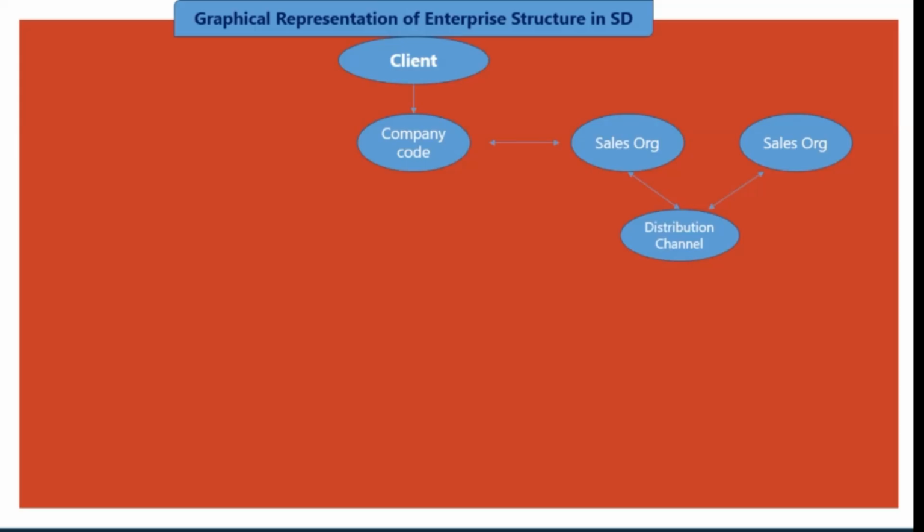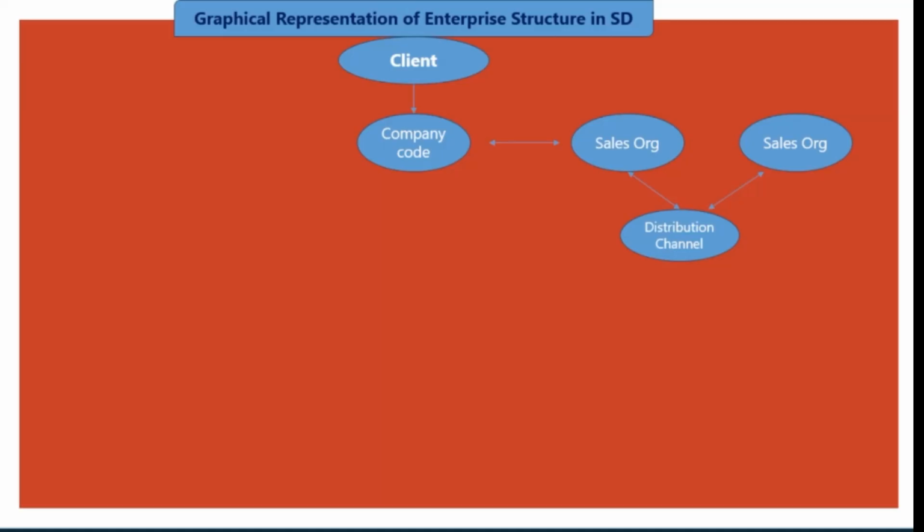Now coming to the distribution channel. As you know, it is a channel through which material and services reach the customer. For instance, internet sales, wholesale, retail, direct sales. So a distribution channel is a grouping of various distribution methods that a company uses to distribute goods to its customers. Reporting requirements do not justify the set of distribution channels, but it can be used to segment the market, to separate sales activities per market segment, or where pricing may be different or calculated differently.